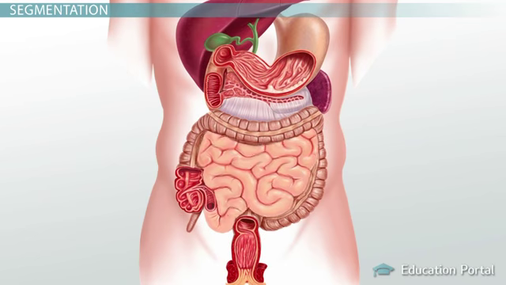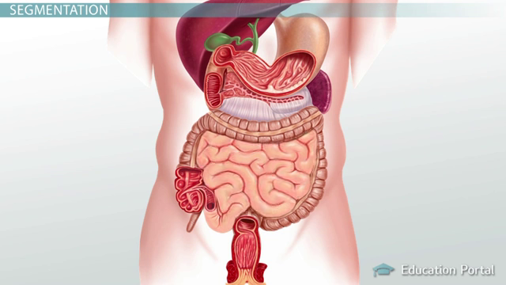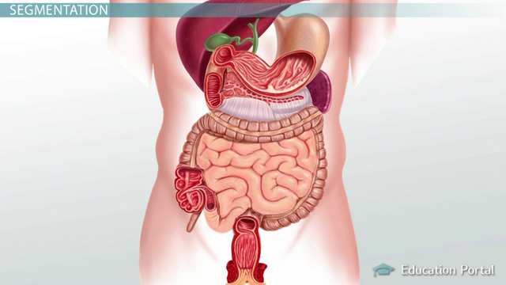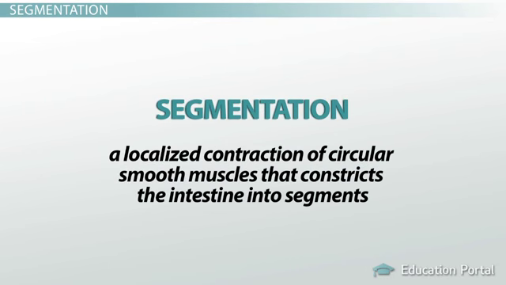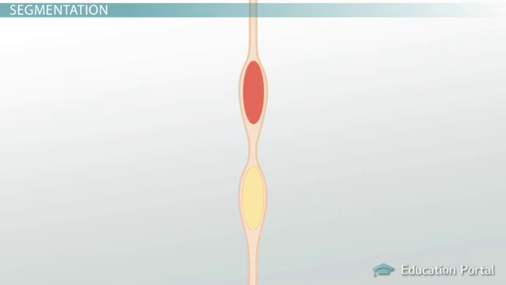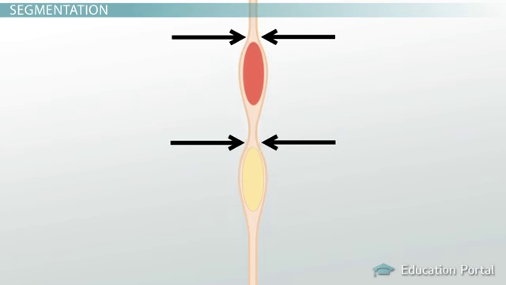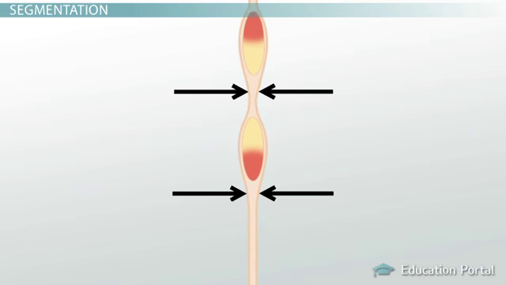But we also see two other movements within this organ. While these two movements do not push food along the tract like peristalsis, they do mix the chyme with the digestive juices and bring particles of food into contact with the wall where they can be absorbed. Segmentation is one of these movements. It is a localized contraction of circular smooth muscles that constrict the intestine into segments. This is a rhythmic movement that involves the contraction and relaxation of adjacent segments of muscles as if the small intestine is being momentarily pinched closed along its path.